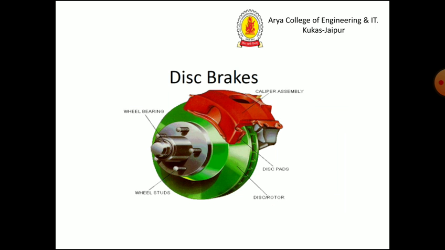This is the layout of a disc brake, in which the caliper assembly, which is mounted to the axle, has the disc pads, a disc rotor, wheel studs, and a wheel bearing.